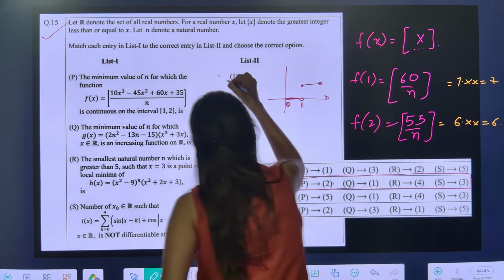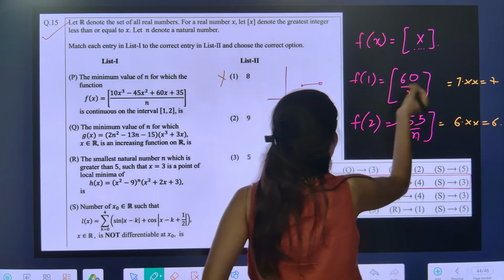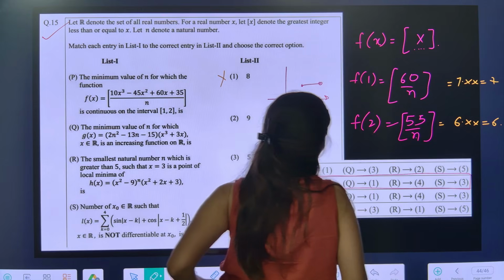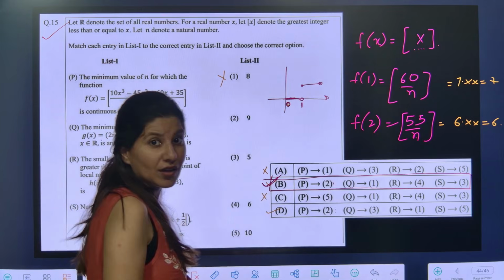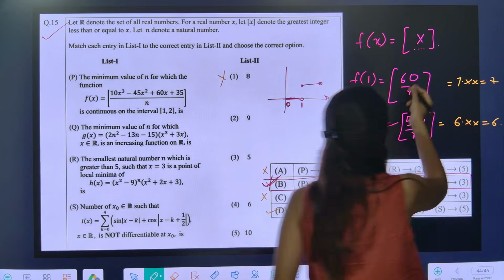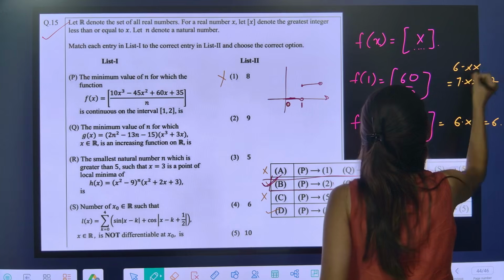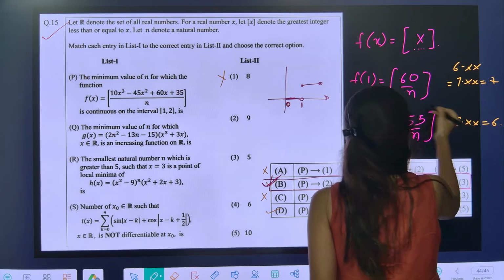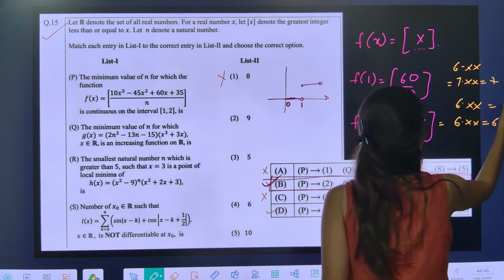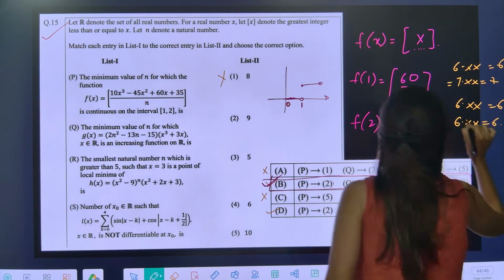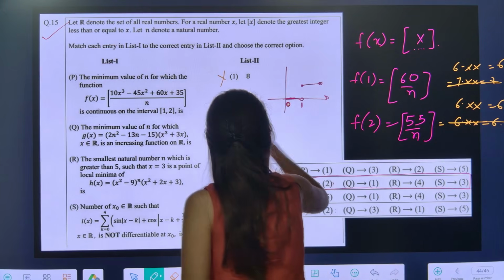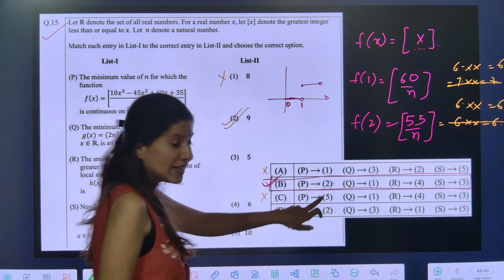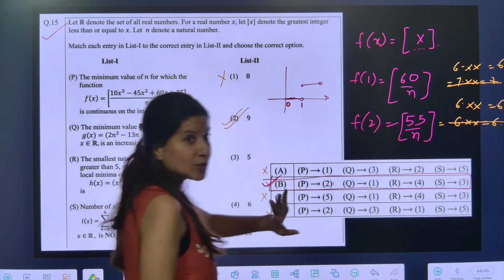So this is wrong. If you pick 9, what will happen? 9 4s are 36, 9 5s are 45, 9 6s are 54. So this is 6 point something, and 9 6s are 54, again 6 point something. So both are boiling down to 6. That means 8 is wrong and 9 is right. So 9 is absolutely right, which gives me that option B can be true.